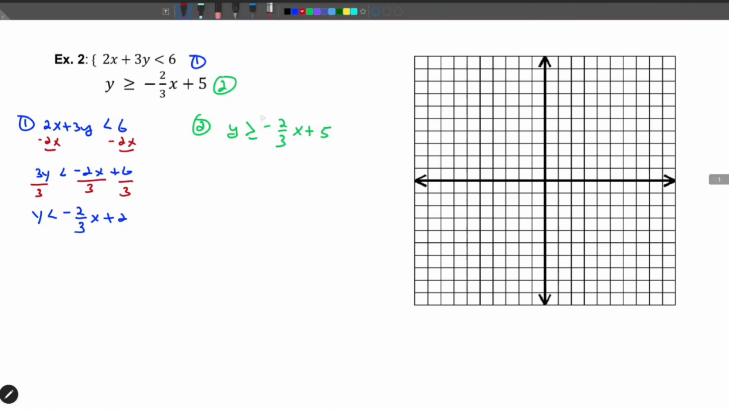It looks like that is a greater than or equal sign, so that's a solid line. Equation number 1 has a strictly less than, so it's a strict inequality. So that's going to be a dotted line. Don't forget to make that a dotted line. Let's start with equation number 1, graphing.